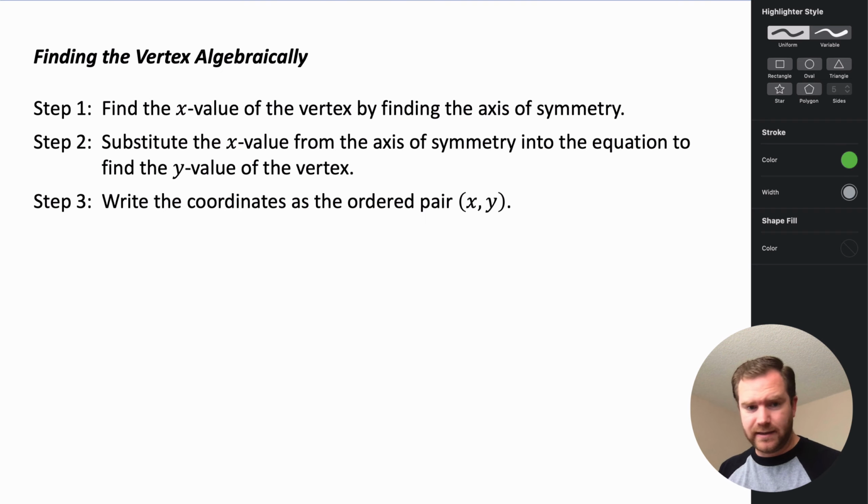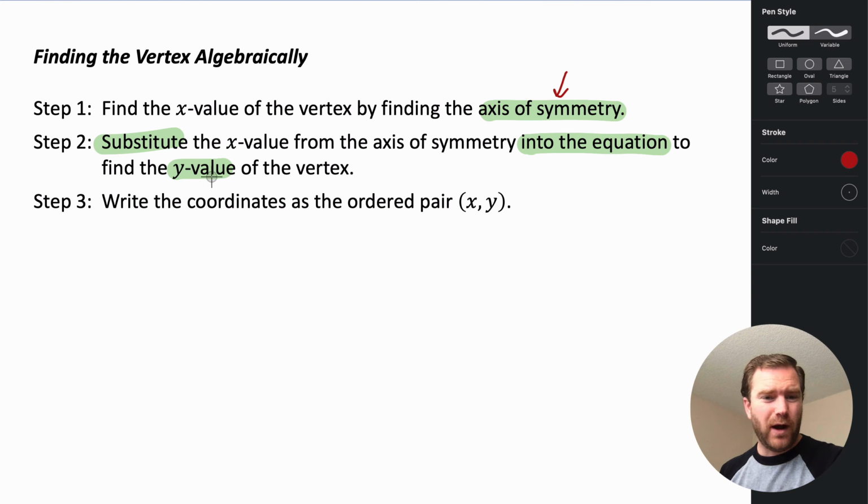If I want to find the vertex algebraically, the first thing we're going to do is find the axis of symmetry. Because remember, the axis of symmetry is going to give us the x value of our vertex. Once we find the axis of symmetry, we then substitute this x value into the equation, and that will give us the y value. So you plug it back into your equation, that's going to give you your y value. The x coordinate comes from the axis of symmetry. Find the y coordinate by plugging it back in. You then write your two values in the ordered pair (x, y), and that'll give us our vertex.